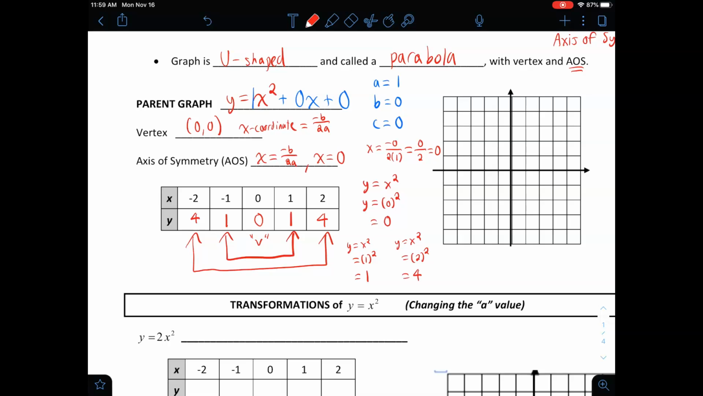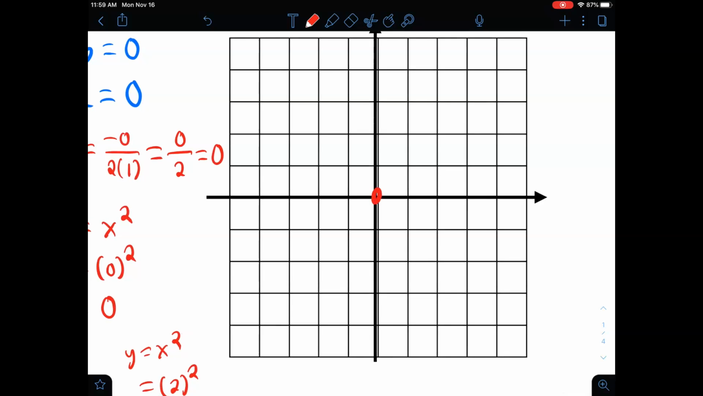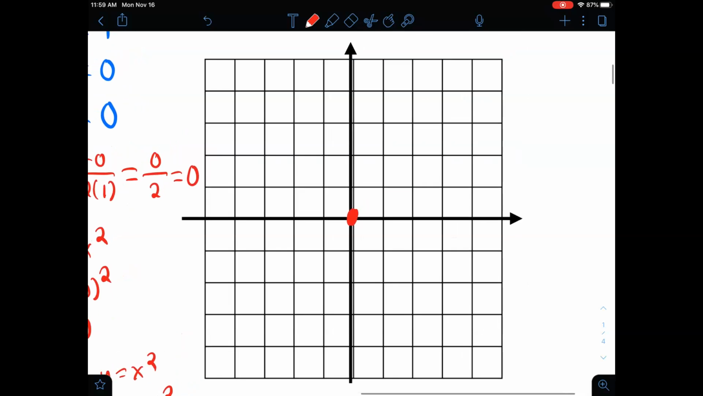Okay, so let's go ahead and graph this. We have 0, 0, which is going to be right in the middle. We have 1, 1, so we're going to go right 1, up 1. We have negative 1, 1. I'm going to mirror it, go left 1, up 1. I like to do that so it's kind of symmetrical here. Then we have 2, 4, so right 2, up 4: 1, 2, 3, 4. We also can go the exact opposite direction: left 2, up 4.